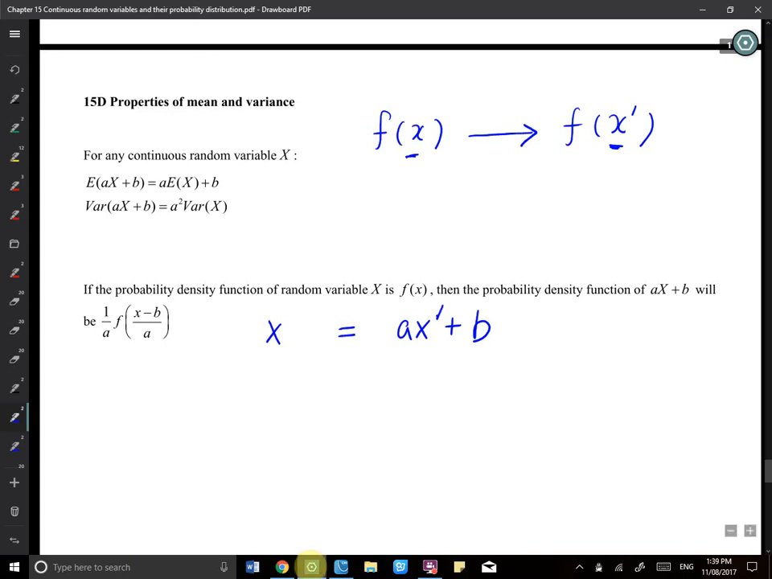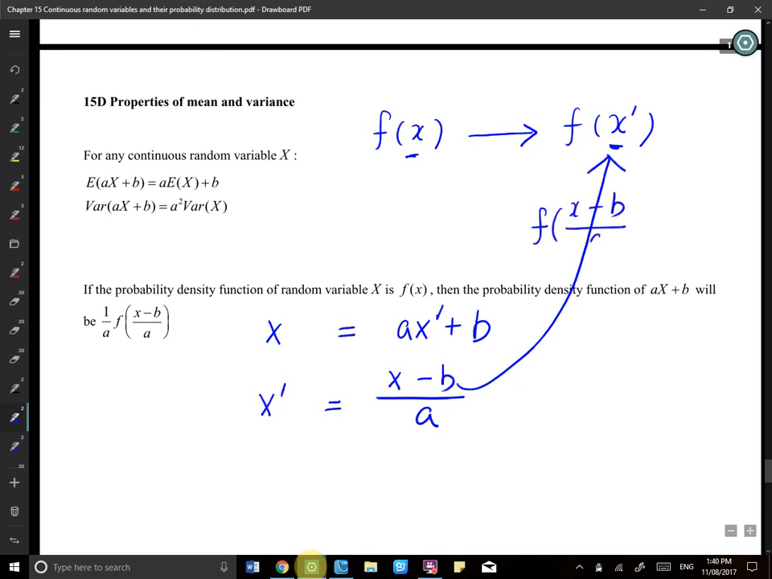So have a think about what x dash becomes. x dash becomes x minus b over a. Let's put the new dash into the original function. So that function becomes f of x minus b over a. That is the new point, subtract b and divide by a. That becomes the new function.